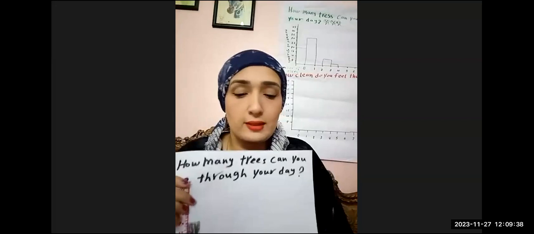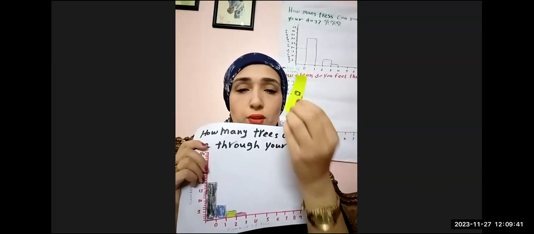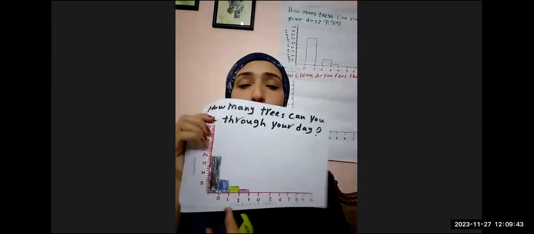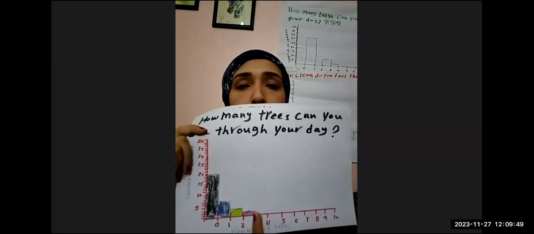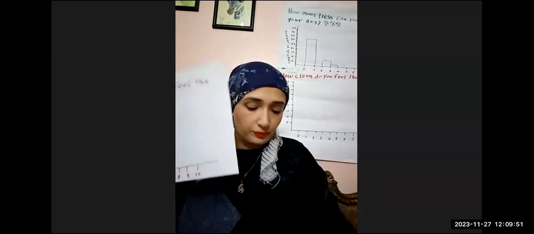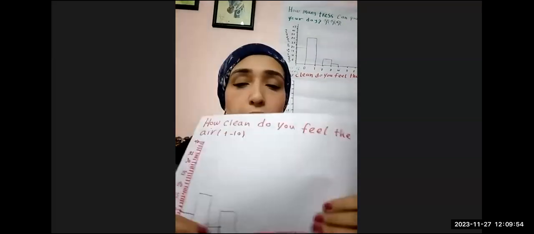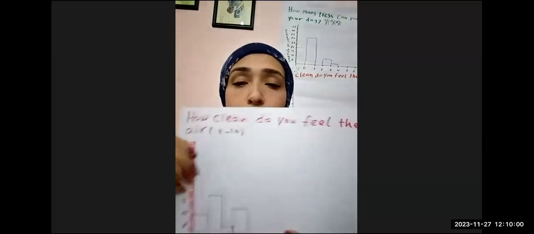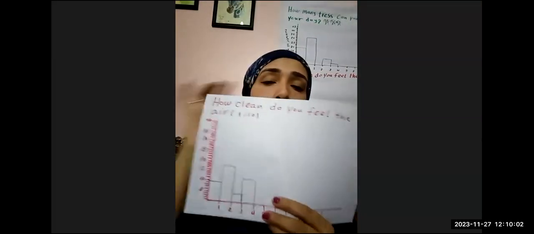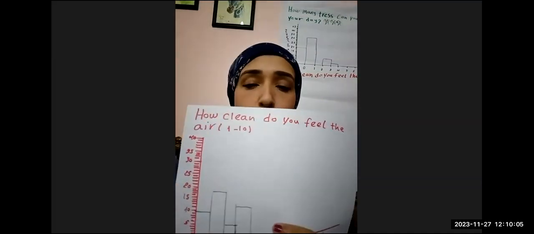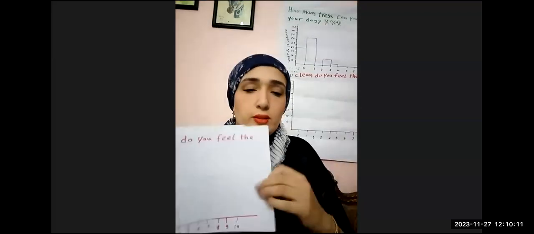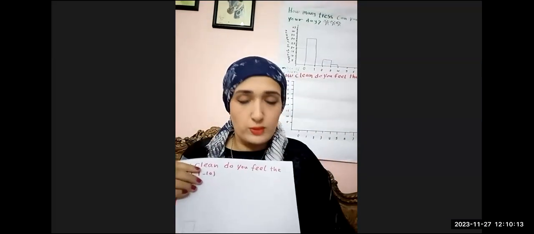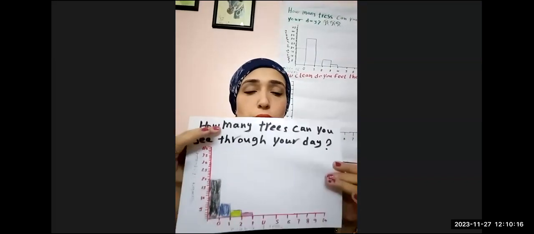So after collecting the sticky notes, the green sticky notes of the number, I will count and draw a diagram of how many trees they see through their day. Now, another question, and this question is, from 1 to 10, how clean do you feel the air? And I have this line for the number of students, of course. This line is for the number of trees. And this is how I collect data from students for the 2 questions.